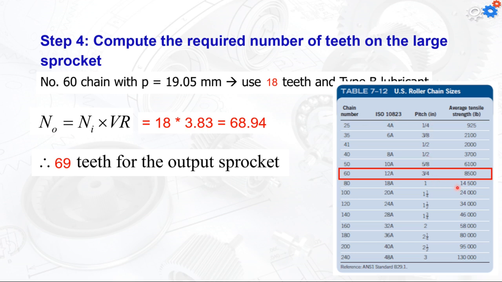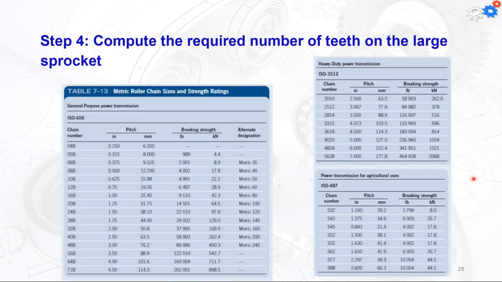Once again, we got the pitch value from here, 63/4, and that's the average tensile strength in pounds. We have the metric table, so you go to the metric table, and again, it's going to be that one. So the metric 60, which is equal to 12B, is going to have 19.05 millimeters for the pitch value. And by the way, 28.9 kilonewton for the breaking strength. Now we're going to calculate the actual expected speed, because now the number of the teeth has been changed.